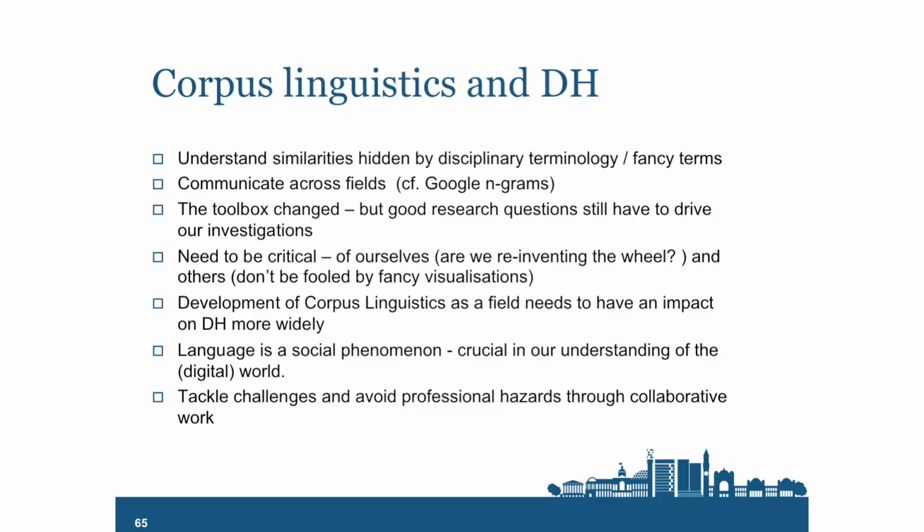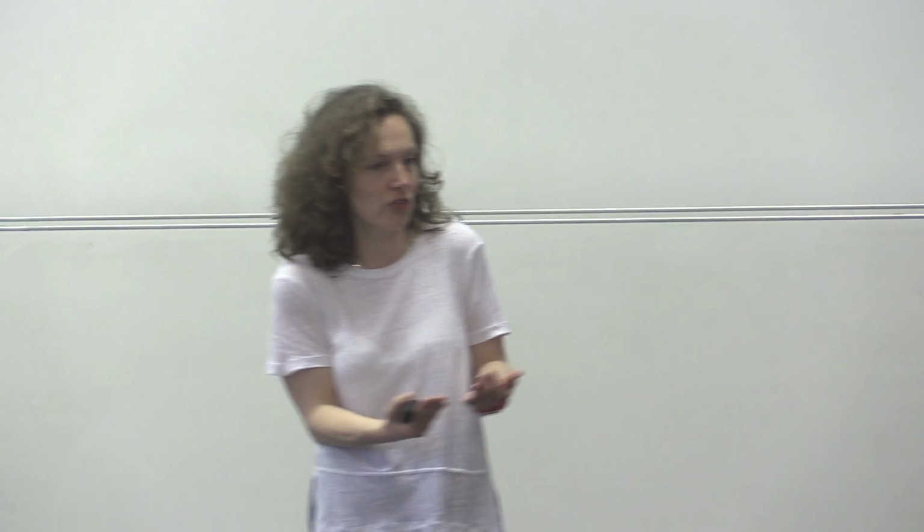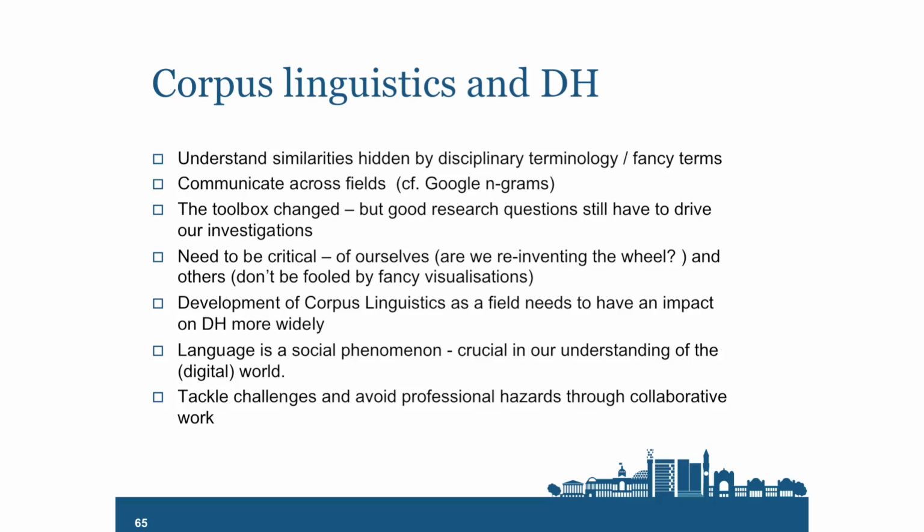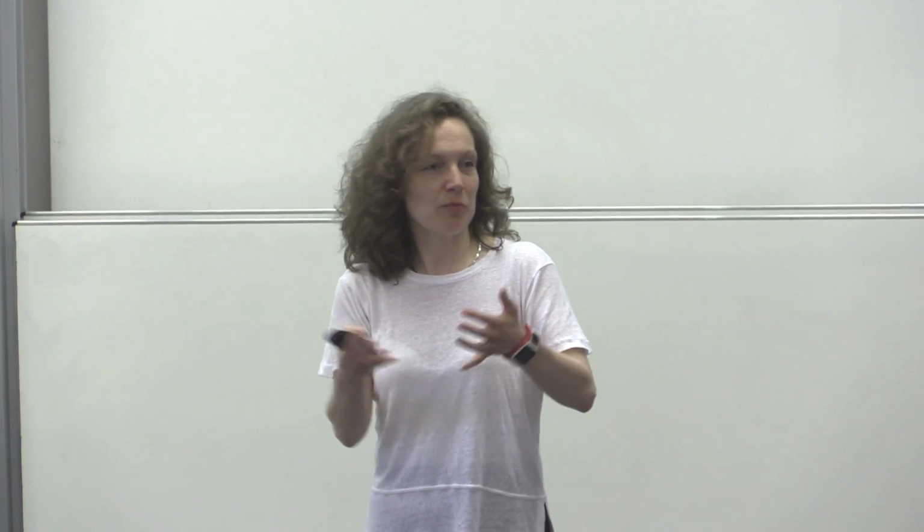Because I think one thing to take away from this is that there are a lot of similarities between disciplines, but they are sometimes just hidden underneath disciplinary terminology, or sometimes fancy terms where people call things differently, and then you can't see immediately that you're basically doing the same thing, only in different fields. And if only you would talk to each other, you could actually do much better stuff together. So it's really important that communication across fields happens. So I think if the Google Ngrams paper had been submitted to one of the 3 corpus linguistics journals that are at present represented in this room, we've sorted that out, I think.